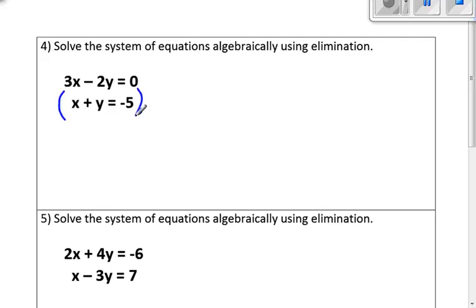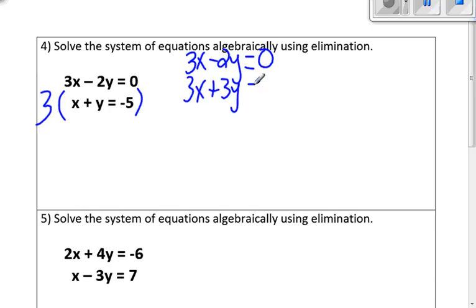So I need to multiply the bottom equation by something to make them match. If I want to make the x's match, I need to multiply by 3. If I want to make the y's match, I need to multiply by 2. Both of them will work. I'll show you both ways. So let's start with 3. So I'm going to rewrite both equations off to the side so that I don't mess up. 3x minus 2y equals 0. 3x plus 3y equals negative 15. One of the big mistakes that people are making is they're forgetting to multiply the number by 3 also.